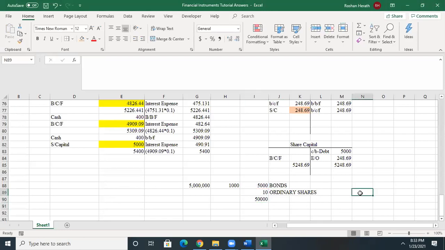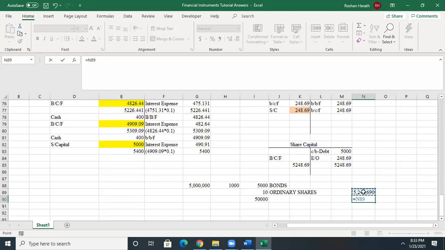So the consideration is 5,248,690, let's say, taking the full terms. So what is the price per share? This is the price per share. Each share has been issued at 104.97.